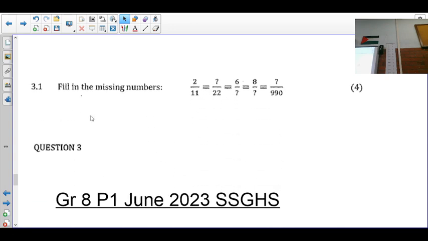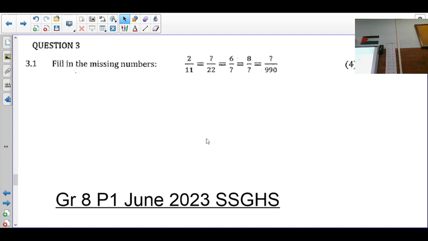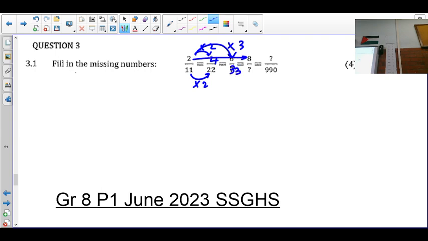The next question, now we're going to fractions. It says fill in the missing numbers. So how do I move from 1 over 1 to 2 over 2? Multiplied by 2. So you're going to get 4. How do I get from 2 to 6? I multiplied by 3. So that's going to give you 33. How do I get from 2 to 8? You multiply by 4. So that's going to give you 44.